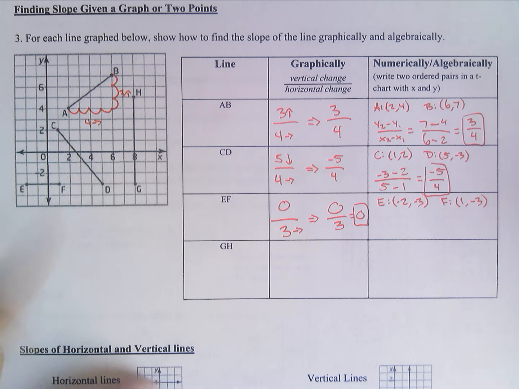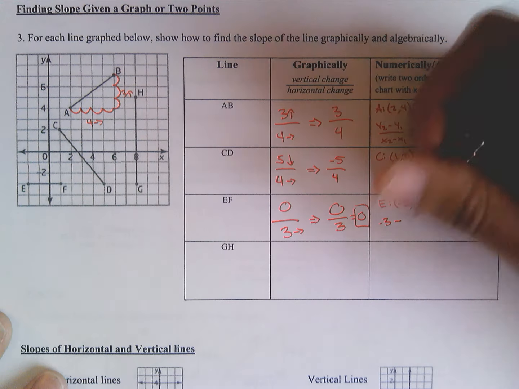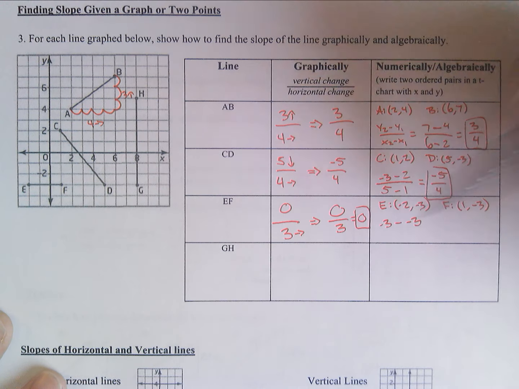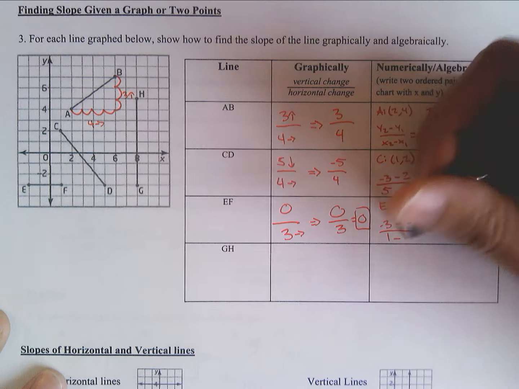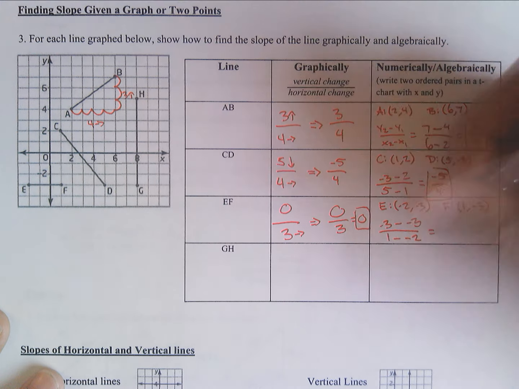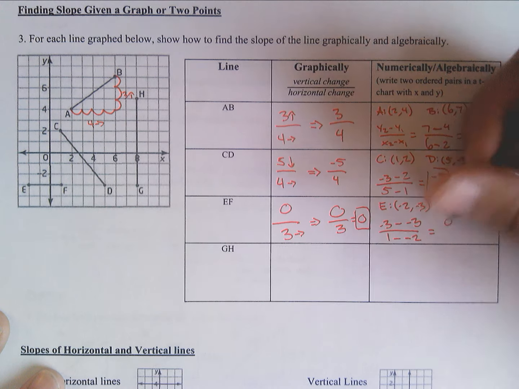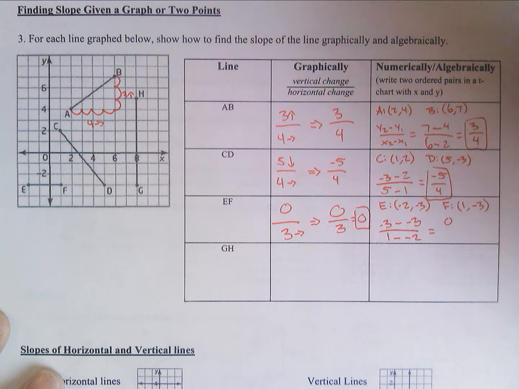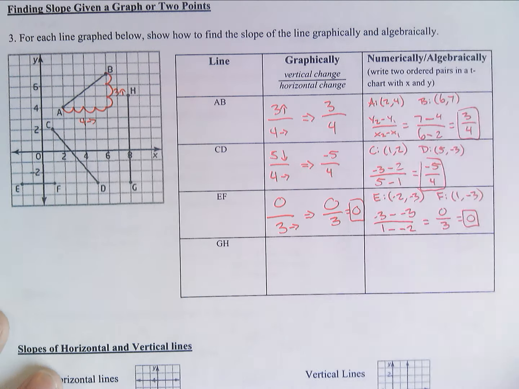So we find y2 minus y1 over x2 minus x1. y2 is negative 3 minus y1 is negative 3. And watch those negatives there. We have minus a negative over x2, which is 1, minus x1, which is negative 2. Again, that double negative. So we have negative 3 minus negative 3 gives us 0. 1 minus negative 2 is positive 3. And again, 0 over 3 gives us 0. All right. We got one more here.